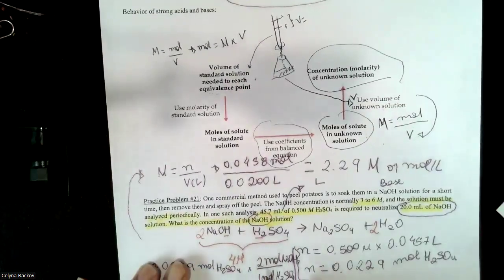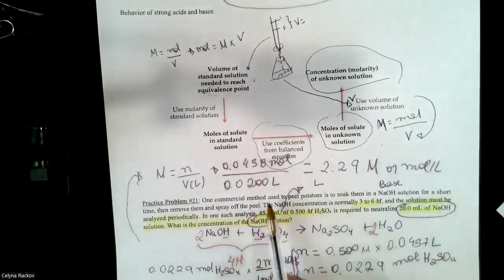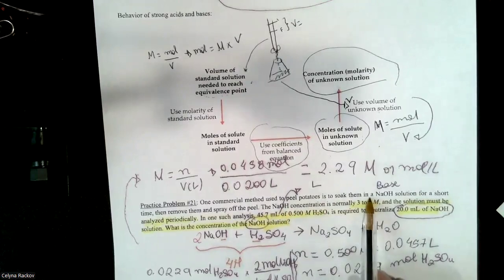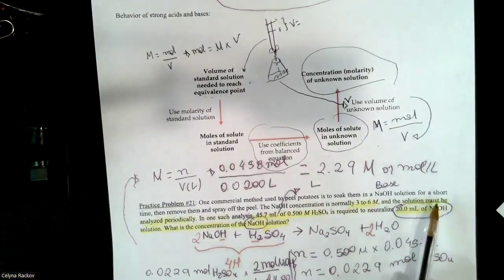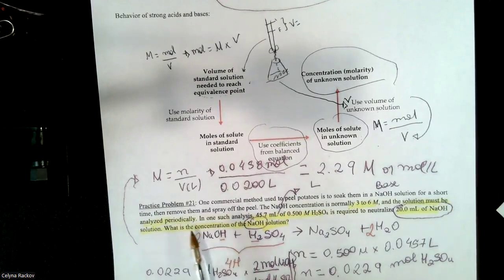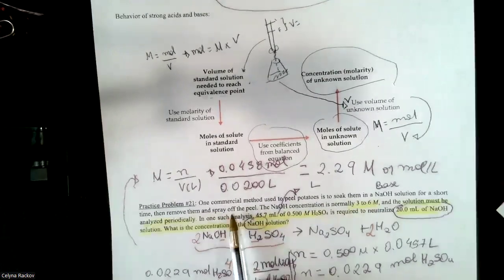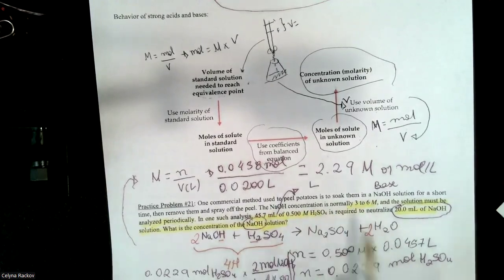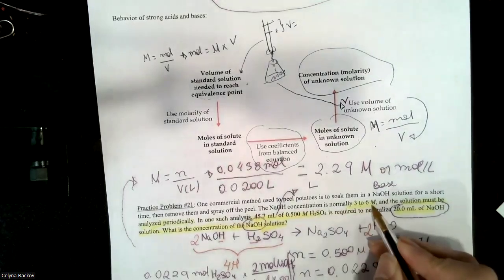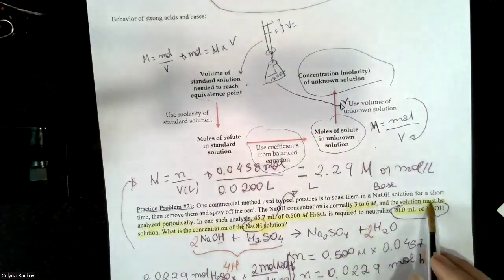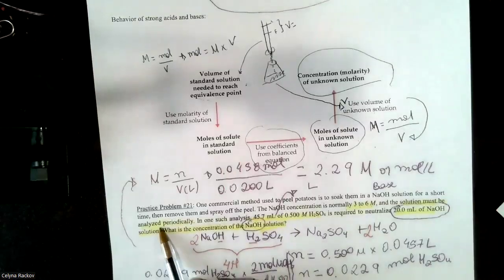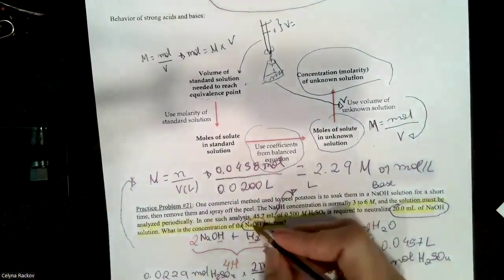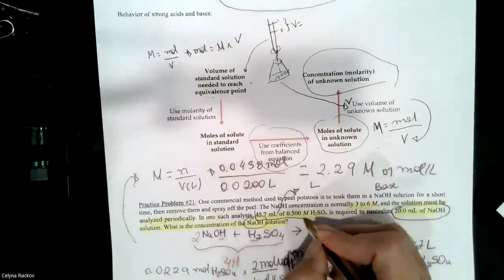For example, here, one commercial method used to peel potatoes is to soak them in a sodium hydroxide solution for a short time. Then remove them and spray off the peel. The sodium hydroxide concentration is usually from 3 to 6 molar, and the solution must be analyzed pretty often. In one such analysis, we have a titration.